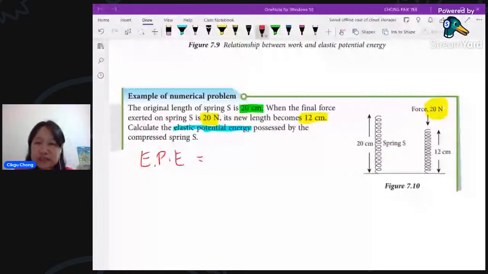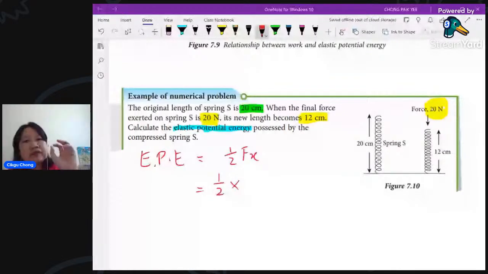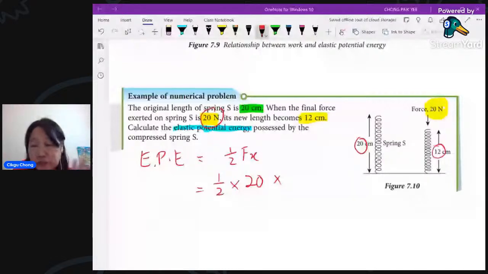F is the force that is acting on the spring, pushing the spring or pulling the spring. If it's attached to some object, then there is the mass times 10, that is the force. Here it is given directly as 20 newton. Just put your 20 there. Times, next one, X. X is the change in the distance. Now here is 20, here is 12. Which one are you going to put for your X?